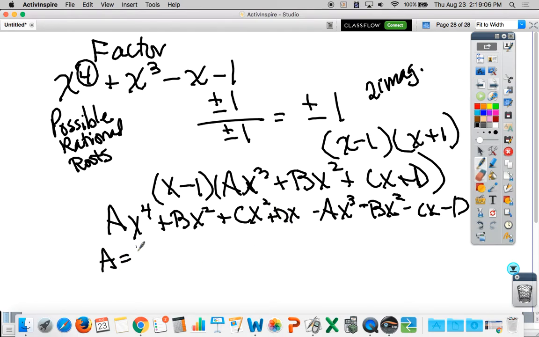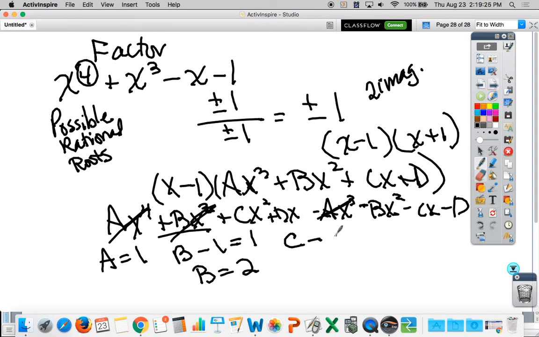Alright, so my A is 1. Done with that one. That's supposed to be a cube. So B minus 1 equals 1, so B equals 2. That's right. C minus B. Do I have any squares up here? Alright, big mistake I made working it last period. I put me a -1. It's 0. So be careful. It's not that this stuff is hard, but it's little stuff like that that will mess you up.